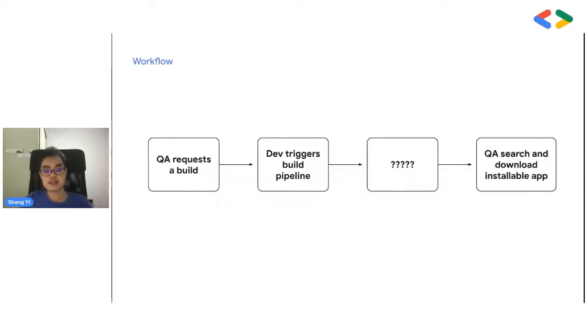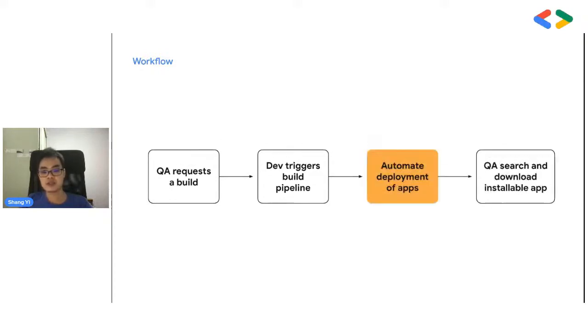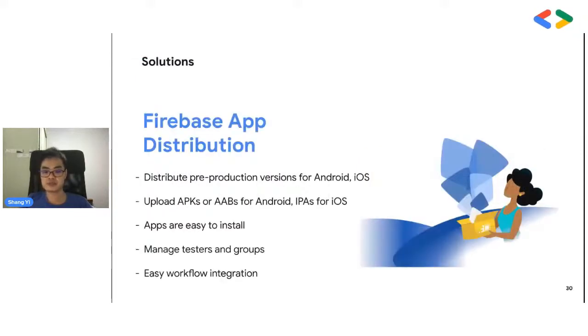So here we can see that we've solved a lot of problems. One is dealing with a lot of the build automation issues. So now all we have left is this inner gap where how can QA actually get the APK or the IPA files that have been built for the users. So here is where Firebase App Distribution comes in. We want to be able to automate the deployment. So in order to do that, we use Firebase App Distribution.